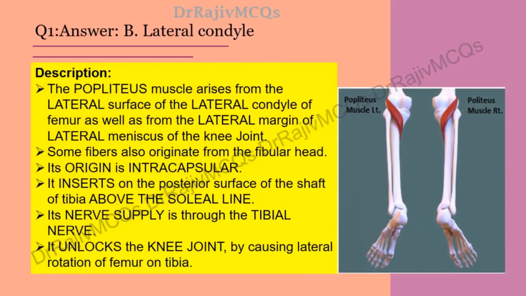The correct answer in question number 1 is option B. The popliteus muscle arises from the lateral surface of the lateral condyle of femur as well as from the lateral margin of the lateral meniscus of the knee joint. Some fibers also originate from the fibular head. Its origin is intracapsular. It inserts on the posterior surface of the shaft of tibia above the soleal line. Its nerve supply is through the tibial nerve. It unlocks the knee joint by causing lateral rotation of femur on tibia.